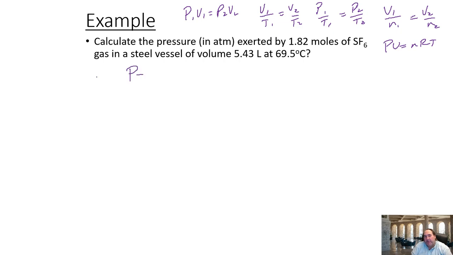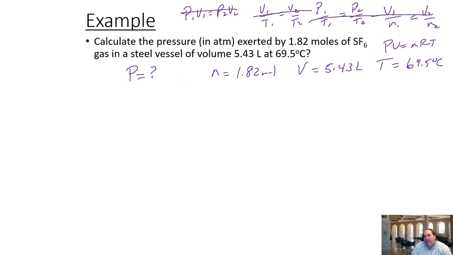So calculate the pressure. We're looking for a pressure exerted by 1.82 moles. So that's an N, 1.82, with a volume of 5.43 liters and a temperature of 69.5 degrees Celsius. So clearly I got one of everything, which pretty much eliminates all the previous ones. The only one that would make sense here is the ideal gas law. Also, remember, you always have R available to you, not usually given to you in problems. So once again, that is a number always there for you.